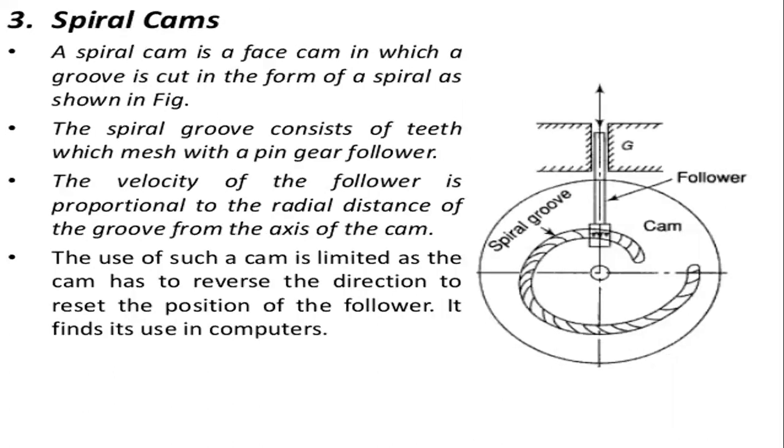Next one is the spiral cams. A spiral cam is a face cam in which a groove is cut in the form of a spiral, which you can see in the picture. This is the face cam, and this is the flat follower, which runs along the spiral groove of the cam.